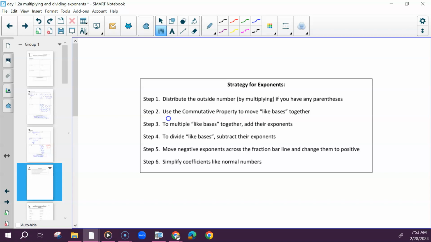If the like bases are next to each other and you're multiplying, add the exponents. If they're on top of each other, they're dividing, subtract the exponents. Move negative exponents wherever they need to go. If it's in the numerator, move it to the denominator and vice versa. Simplify coefficients, so like 2 to the 5th, negative 3 to the 3rd. Simplify those down as much as possible. Get those actual numbers. Right?